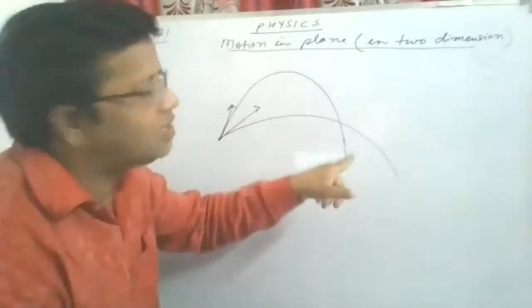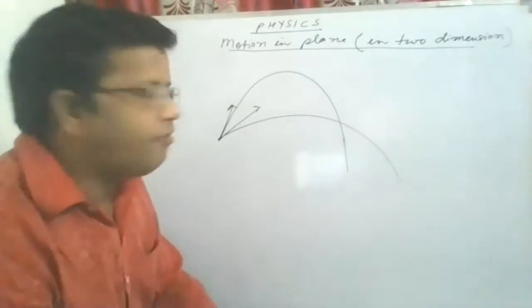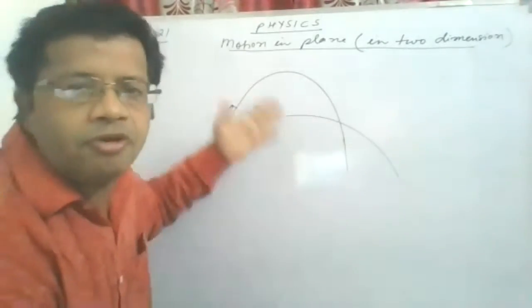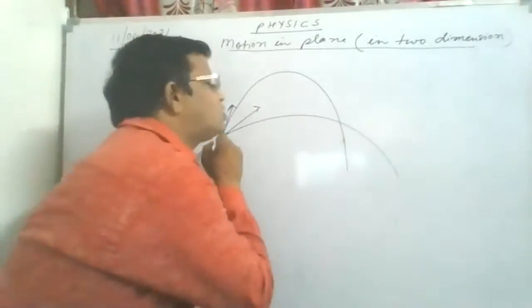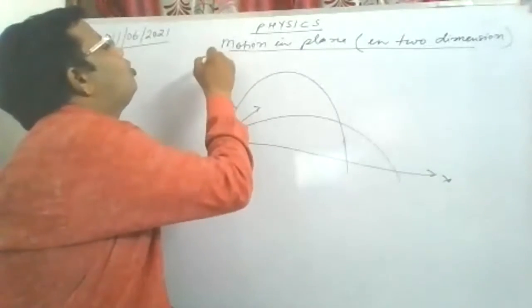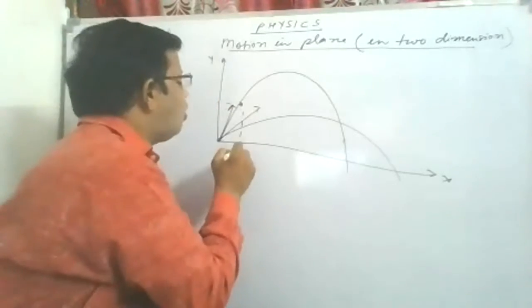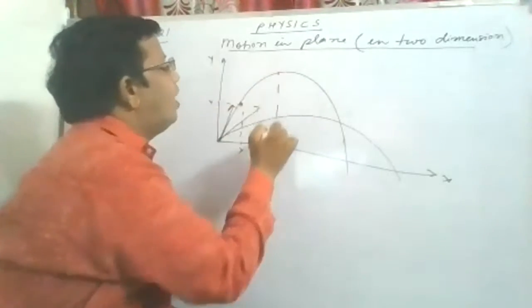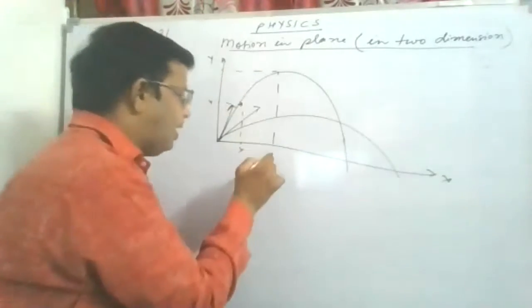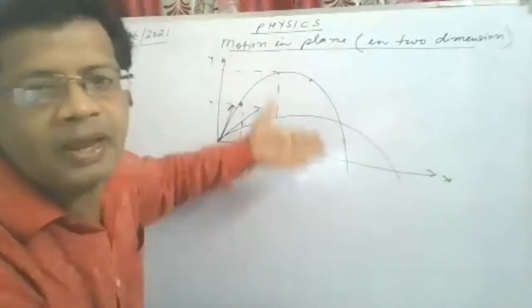But this path, if you trace this path, at least two axes are required, x and y, to represent the position of any particle. X coordinate, y coordinate required. So, with the help of two axes, what forms? Plane.